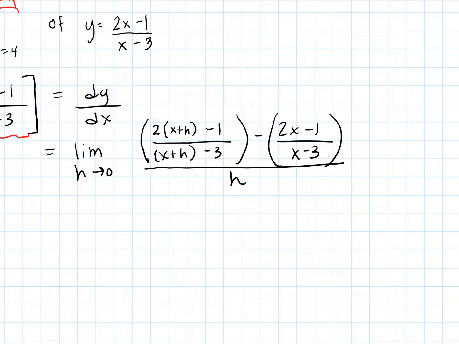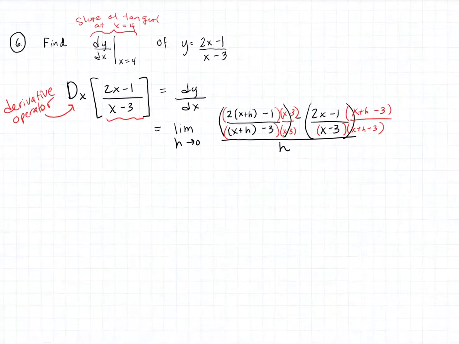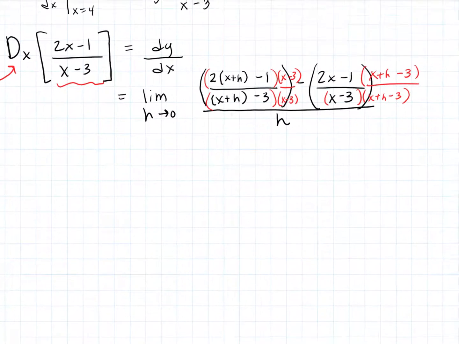So the common denominator here is going to be x plus h minus 3 times x minus 3. So let's multiply both of these fractions by a ratio that will create that common denominator. So let's get in there and do that. That's going to involve some expansion. So let me get in here and get it all on the screen.